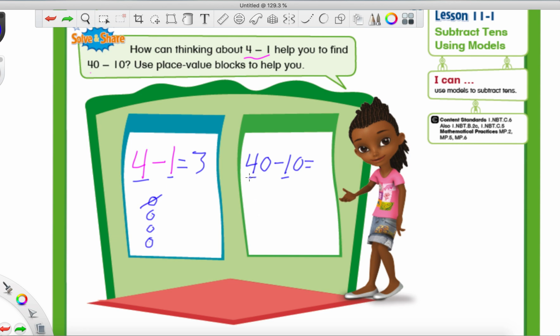So if we have a 4 in the tens place, we make 4 tens. 1, 2, 3, 4. And if we're taking away a whole 10, well, we can. And here's I'll show you guys a little trick. But first, let's think about if we're taking away a 10, how many sticks do we take out? Well, we would just take out 1 10. Boom. And then that's it.